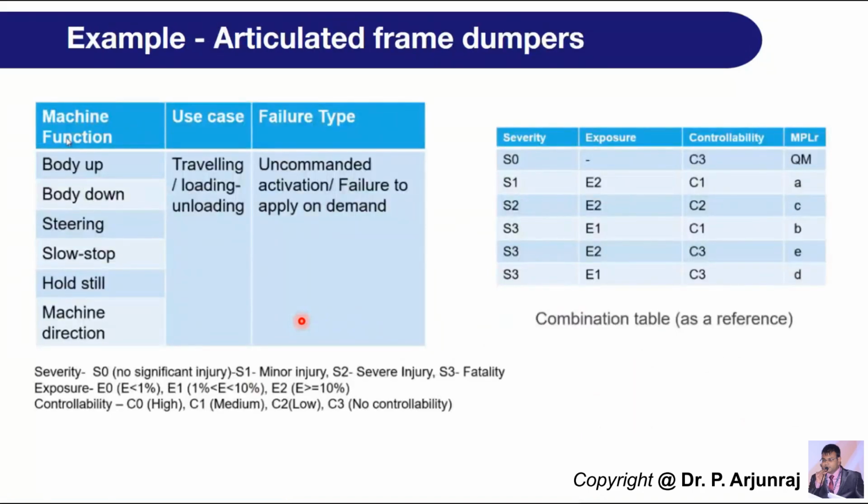These are some of the failures. Say, for example, articulated frame dampers is going to have this many machine functions like body up, body down, steering, slow stop, hold still, machine direction. Okay, and the use case can be traveling and loading or unloading. And the failure type can be uncommanded activation or failure to apply the load on demand. So again, we have the ratings.